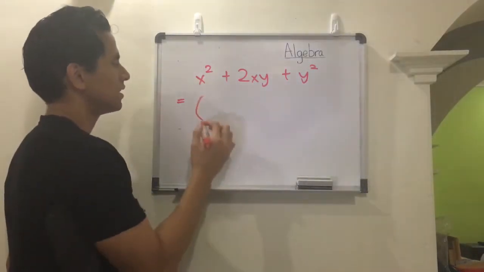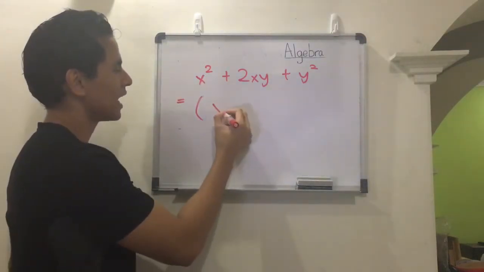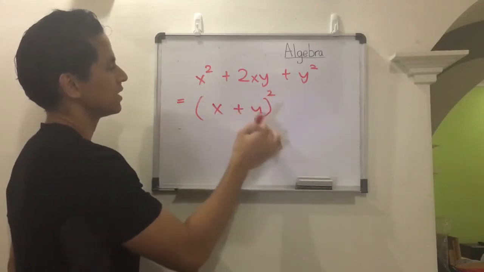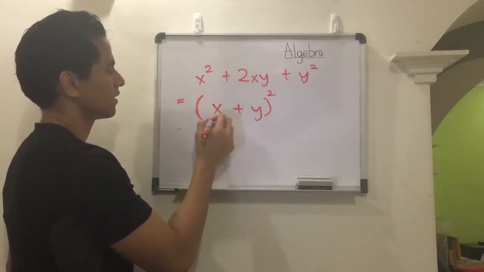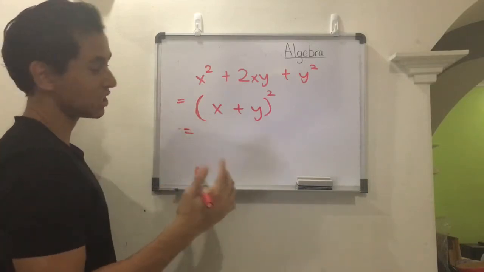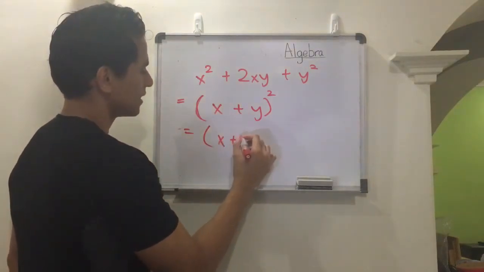Now, I square root this, I get x, and square root that, I get y. So I'm just going to put x plus y and see whether it is correct. How am I going to test whether this is the correct factorization? I'm just going to expand again.